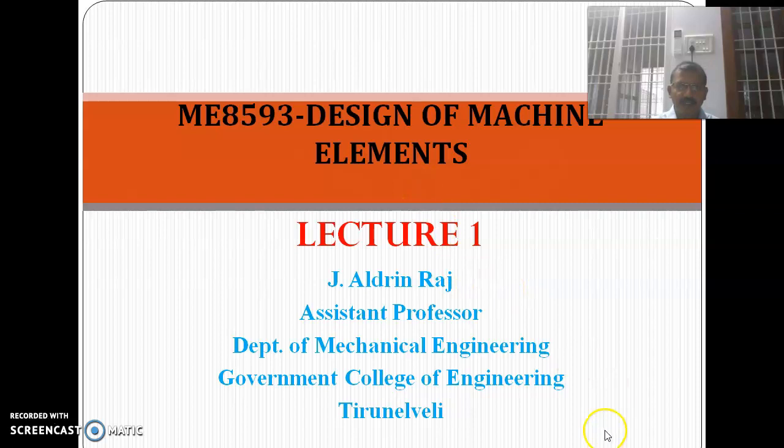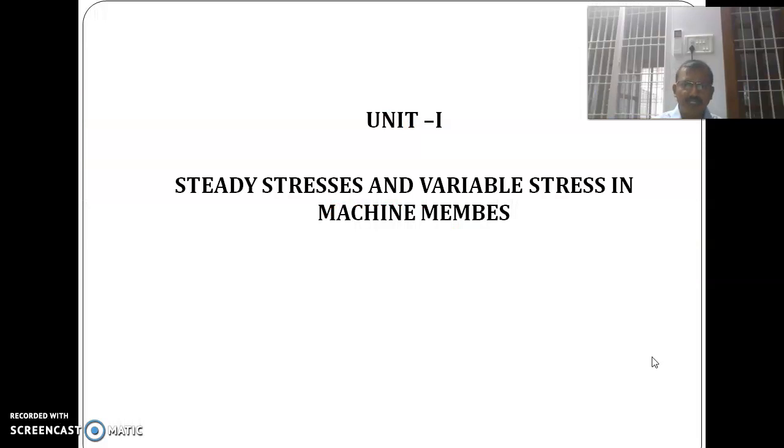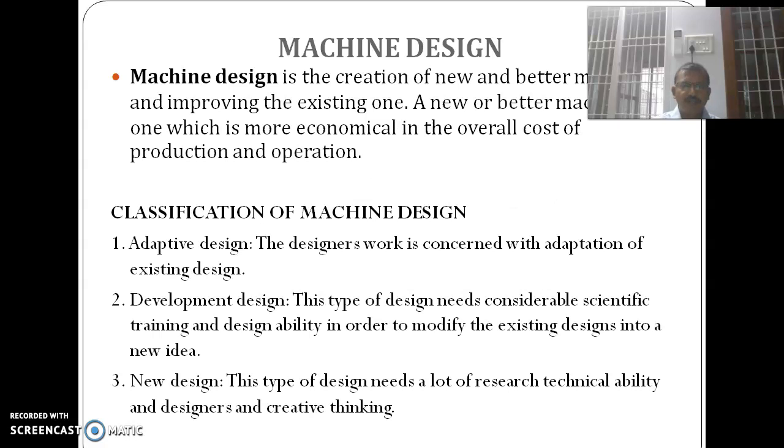The first unit, unit 1, is steady stresses and variable stresses in machine members. First of all, we will discuss what is meant by design and what are the types of design.